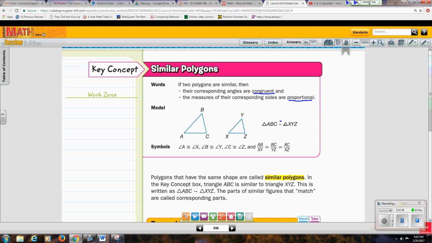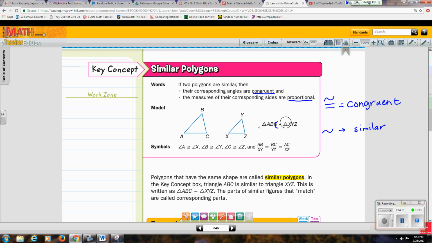I want to point out this symbol right here. This is a different symbol. This symbol with the equal sign means congruent. Okay, the symbol above it without the equal sign, this means similar. So please just keep that in mind. There's the difference: congruent, similar.